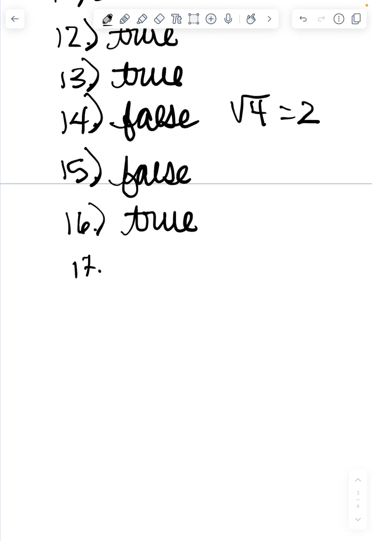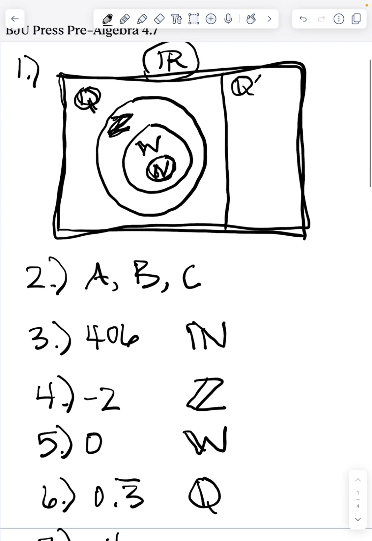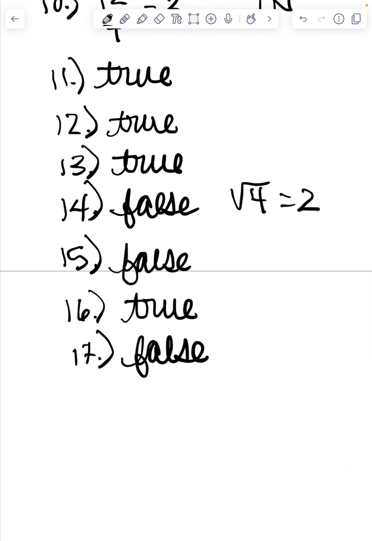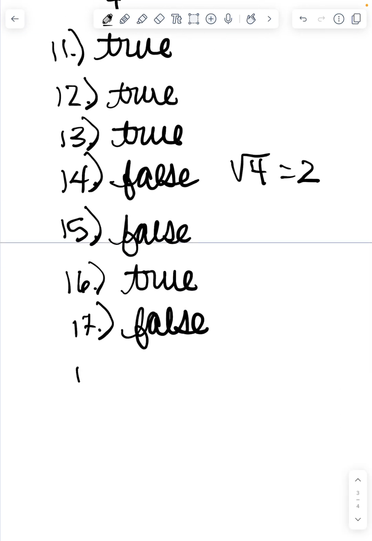Number 17, every real number is an integer. False. Wow, false. Every real number is everything that would be in Q or Q prime, all of them. So number 17, every real number is an integer, is false. Number 18, any ratio of two integers is a rational number. This is false.